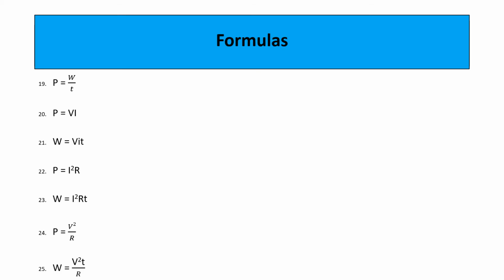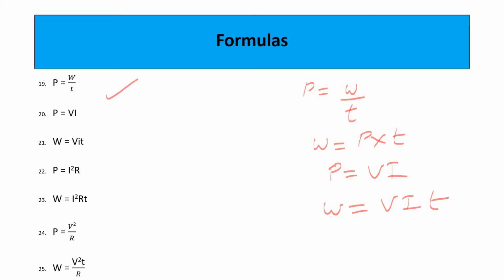What is electric power? Power P is equal to rate of work done. Therefore, W is equal to P into T. But we know P is equal to VI. Therefore, W is equal to VIT. Power is equal to W by T. P is equal to VI. W is equal to VIT.